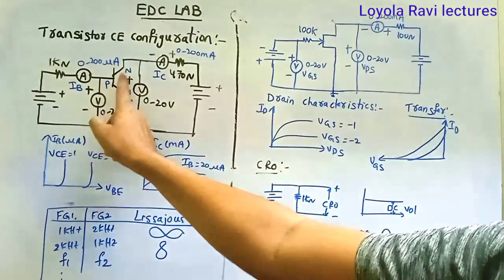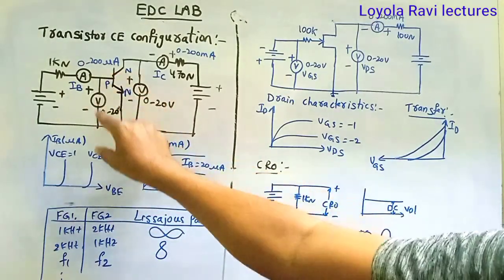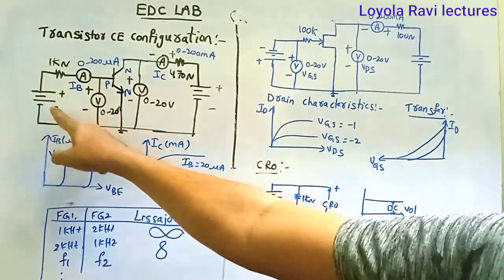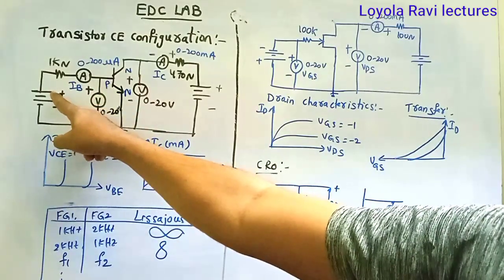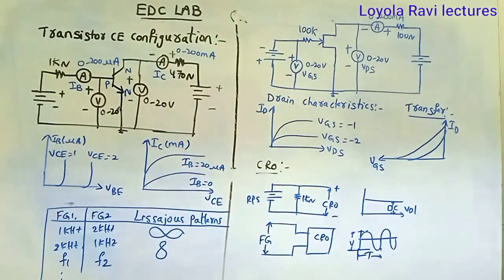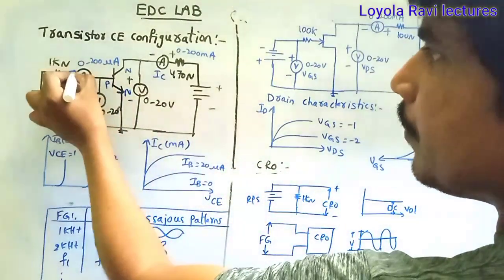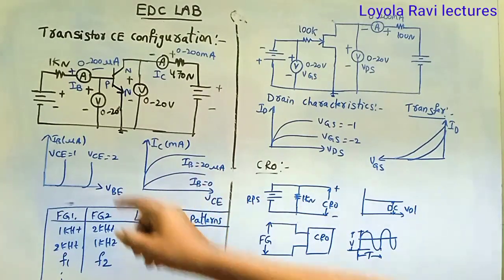For measuring voltage and currents, in parallel we are going to take a voltmeter, positive, negative. This is also a positive, negative voltmeter. This is positive, that's why the adjacent ammeter terminal is positive. Like this, you can remember the terminals.